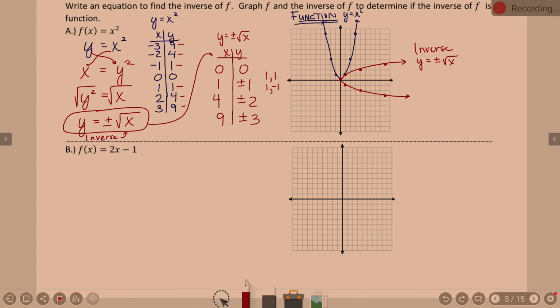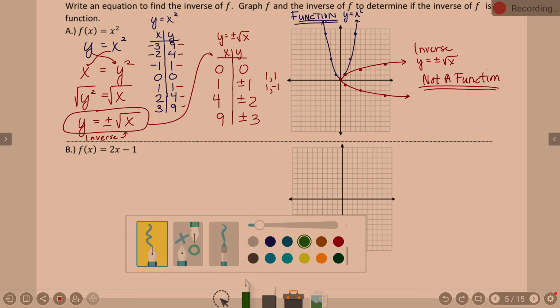What about the vertical line test? I'm going to erase this, but if I draw a vertical line, what happens? I just passed through there twice, right? So it fails the vertical line test. So this is the inverse relation, but it is not a function. Okay.